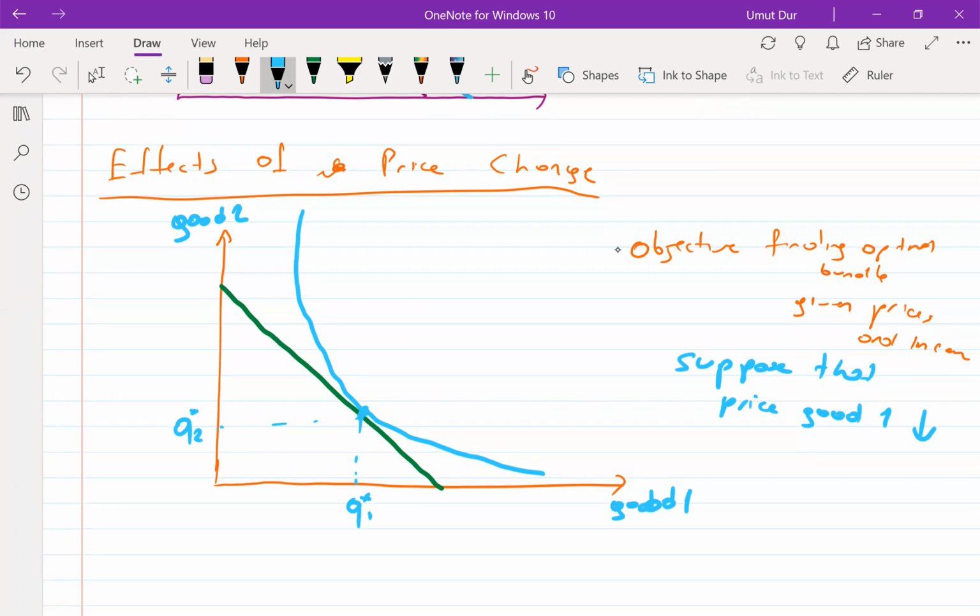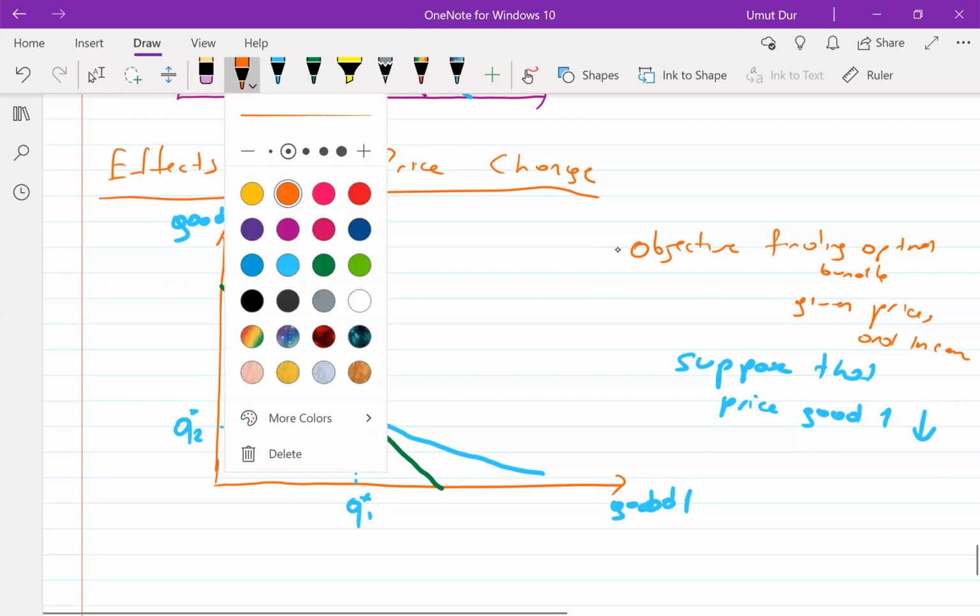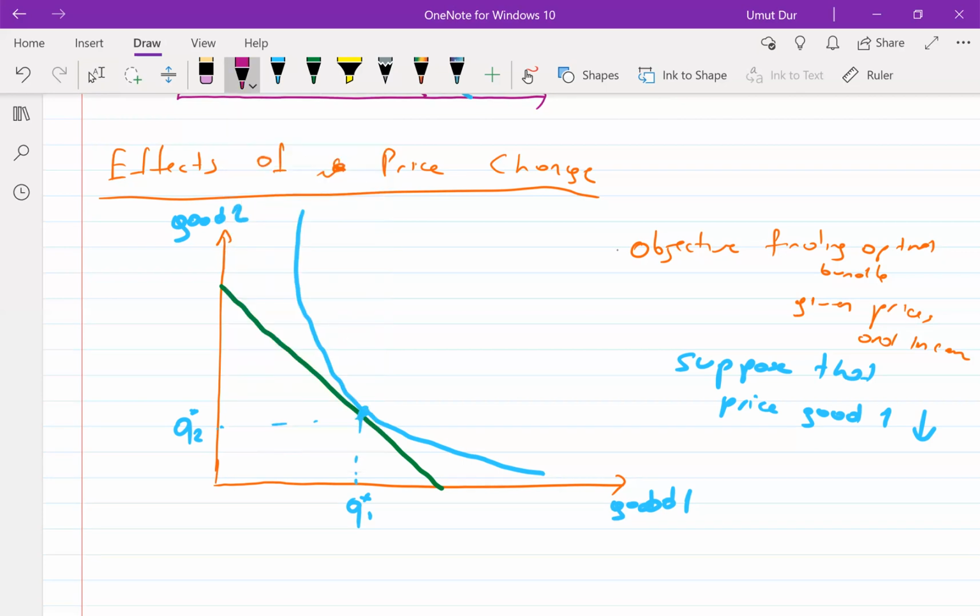Okay, so that is to say, now I have a budget line. I will draw it in purple. So it will be the purple budget line, where the price of good 2 is kept the same. The only thing here is I am drawing a flatter budget line. The reason is that the price of good 1 has changed, it has decreased.